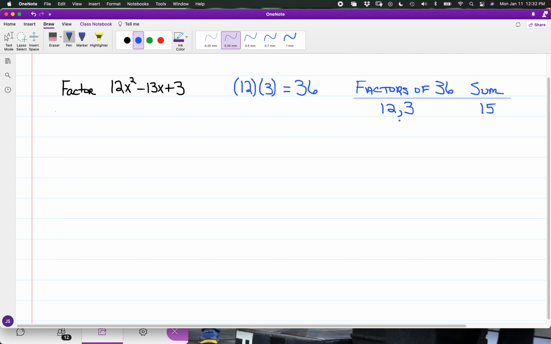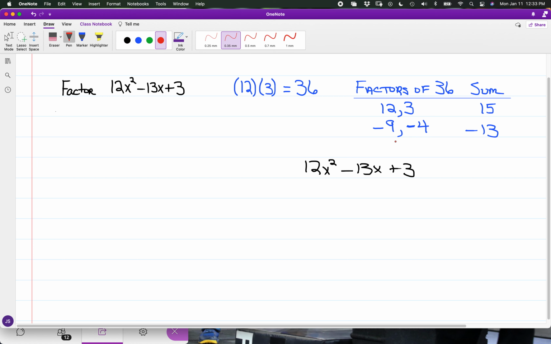Now, in terms of the combination that will add up to negative 13, both factors had to be negative. And it doesn't really matter what order you place them. But the factors we do have are negative 9 and negative 4. And both of these constants will add up to negative 13. So just taking what we have here with 12x squared minus 13x plus 3.